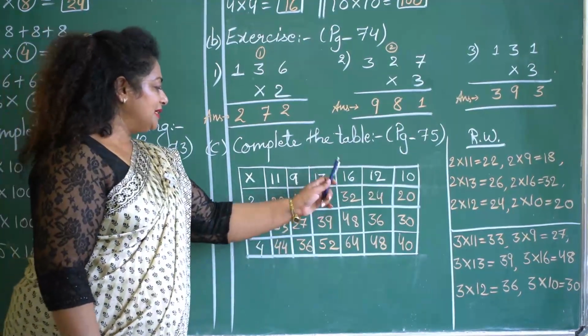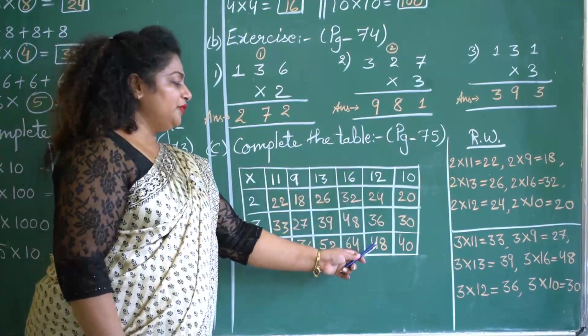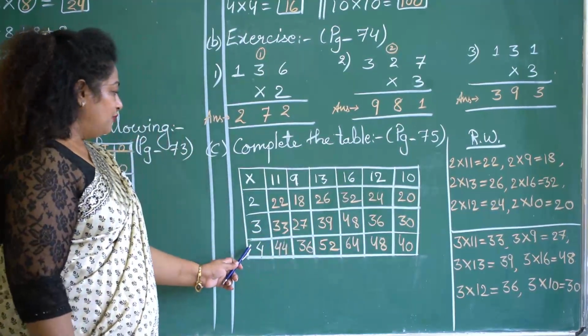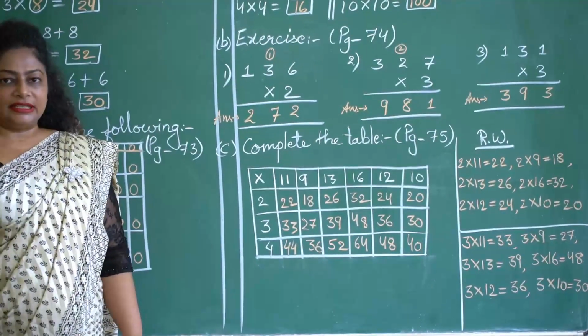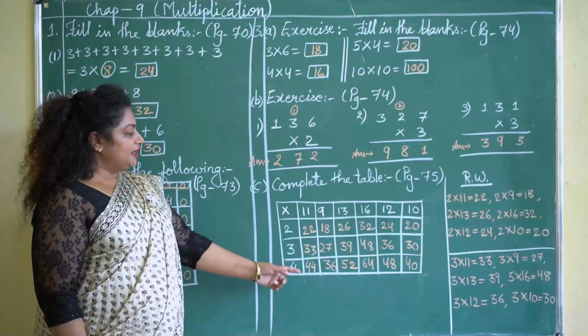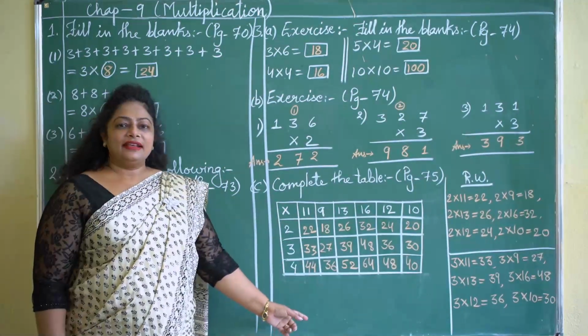4 multiplied by 16 will give you the answer 64. 4 multiplied by 12 will give you the answer 48. And 4 multiplied by 10 will give you the answer 40. We will continue the exercises of chapter 9, multiplication, in our next maths class.